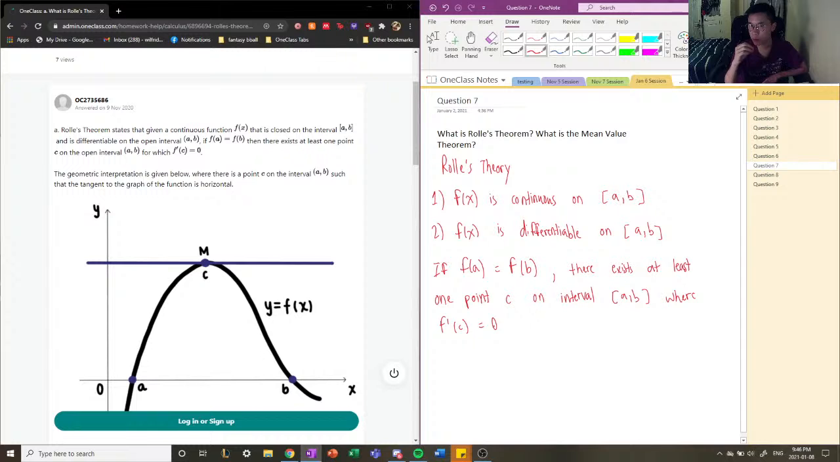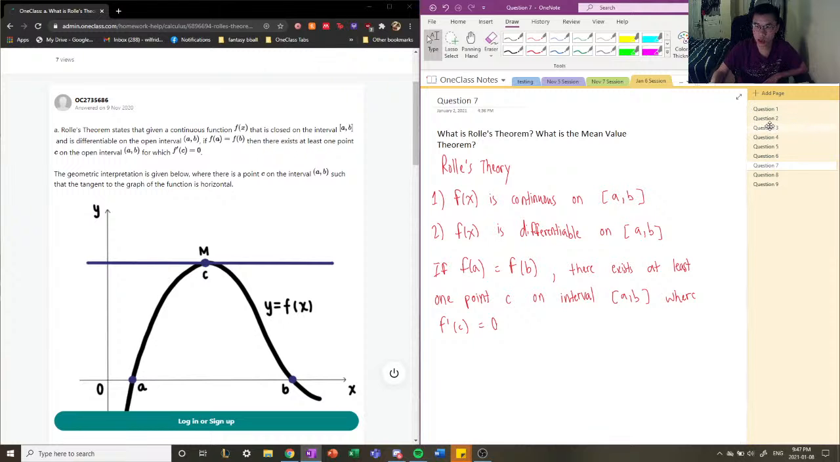In previous questions I described that when f prime of x is equal to 0, that point has a horizontal slope. That means the slope is 0, so that signifies either a max, min, or a saddle point. So in this case it's saying that if f of a equals f of b, there exists at least one point c on the interval where f prime of c is equal to 0. There can be multiple points, even infinite points, but there's at least one. And this is true if these two conditions hold.